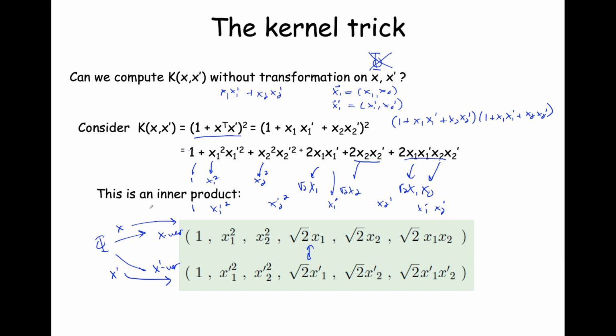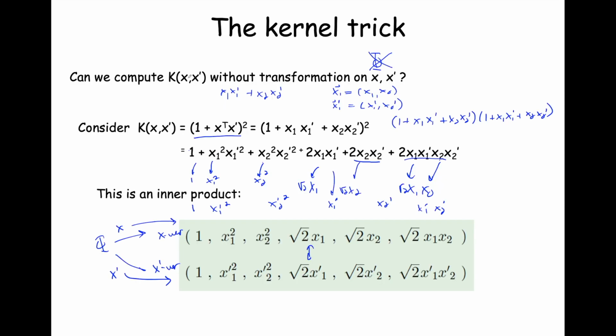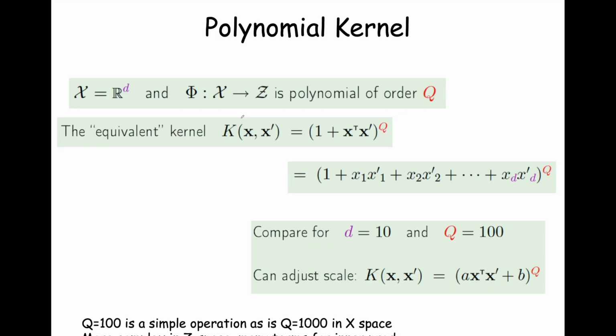Now, the interesting thing about this is the power here. This is called the polynomial kernel, and here's a polynomial kernel of degree 2. We can generalize that to a polynomial kernel of arbitrary degree q. Now, if you think about this, in x space, when we compute the kernel value, what do we have here? This is in d dimensions. So we have d multiplications in order to compute this inner product.